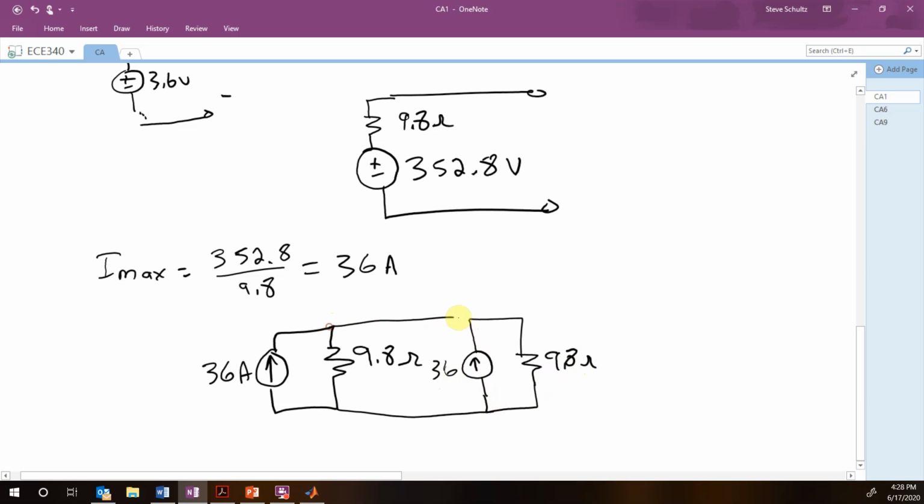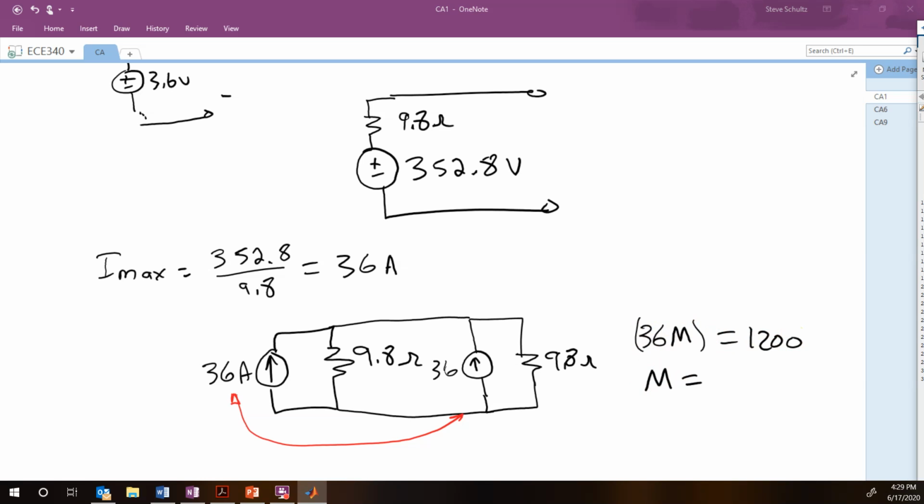And I'm going to add those in parallel. So when I add those in parallel, I can see that these two current sources are going to add together. So then I'm going to have a set of current sources added together and a bunch of resistors that are in parallel. So now I have 36 times M, which is the number in parallel, should be equal to my 1200. So now I have M equals, and I'm going to take 1200 divided by 36.